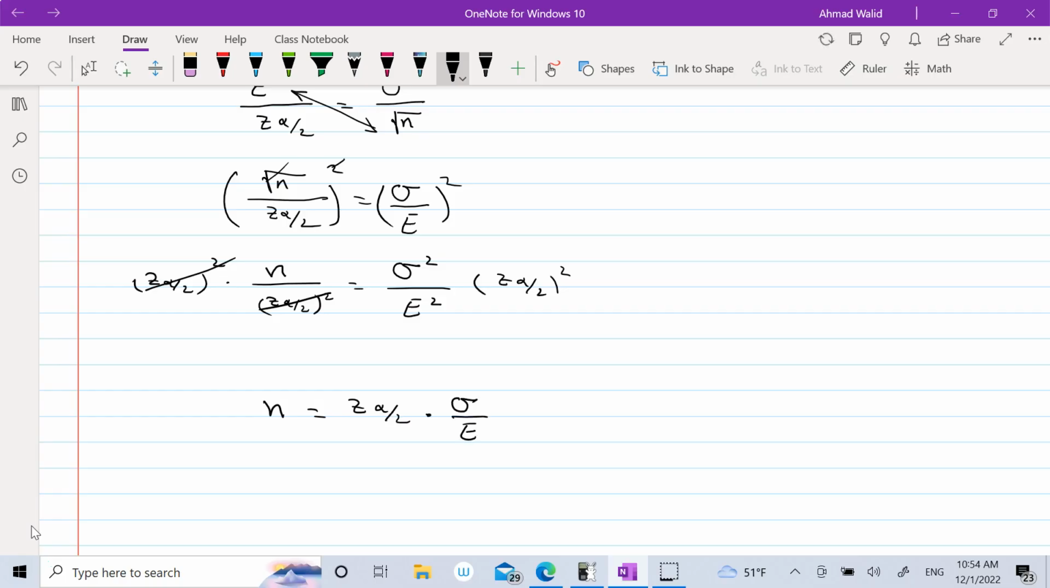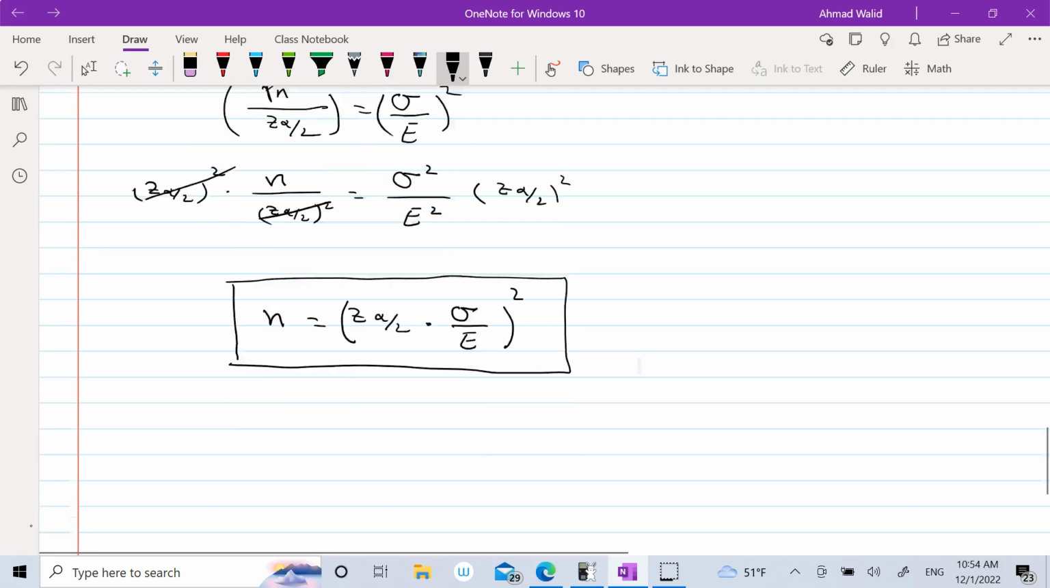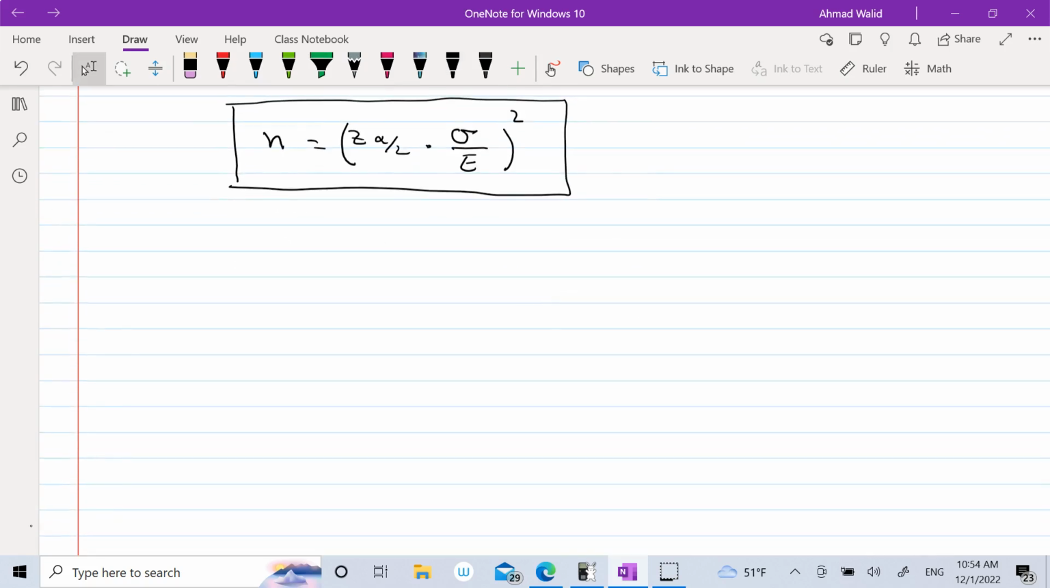Because all of them have a square, I can put one square on all of them to make it easier. Correct? Calculate everything, then square it. It's much easier to first square everything and go this way. That will be your formula to find the sample size if the margin of error is given. Correct? Now, let's do an example.